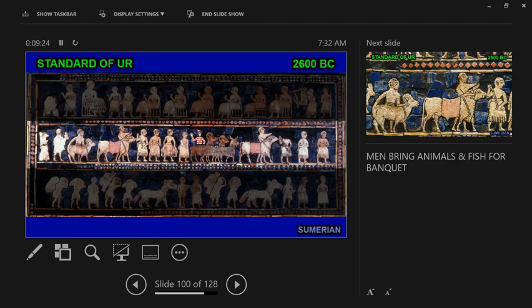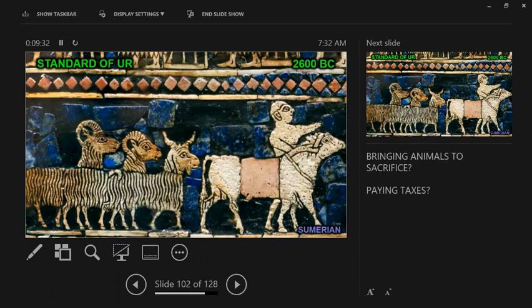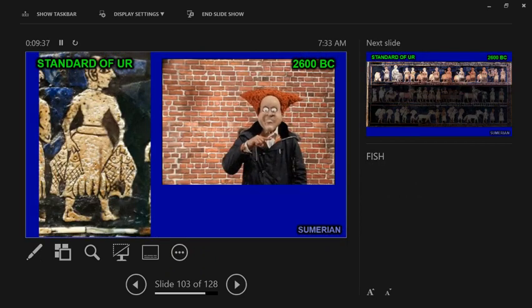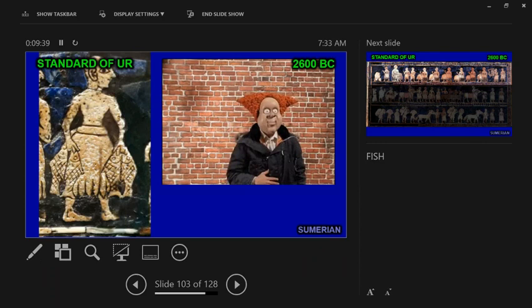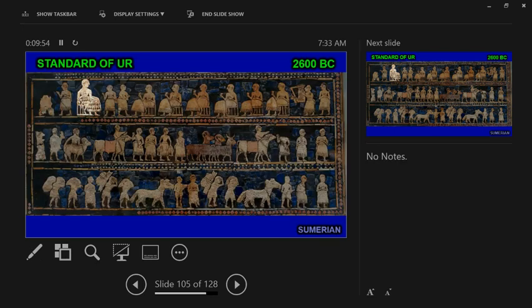All right. And in the middle register, they have more things. Bringing animals. And we got this guy carrying fish. And I just thought it was funny because that guy's hands are going to smell bad later on. All right, and then at the top we have a banquet of the king, and there are musicians there. And once again, it's wondering, is this a victory celebration?